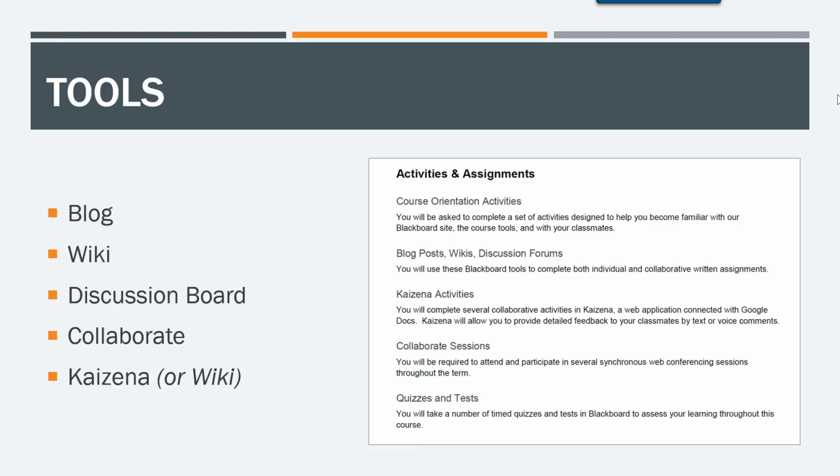The tools students will use throughout the course to complete these activities will be the Blackboard blog, the wiki, the discussion board, and Blackboard Collaborate for web conferencing. I'll also have them use Kaizena, which is a web application, for some of the pair work, but if there are any accessibility issues, we can fall back to the wiki instead.